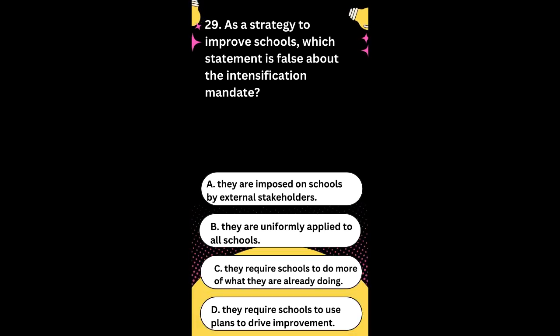29. As a strategy to improve schools, which statement is false about the intensification mandate? A. They are imposed on schools by external stakeholders. B. They are uniformly applied to all schools. C. They require schools to do more of what they are already doing. D. They require schools to use plans to drive improvement.